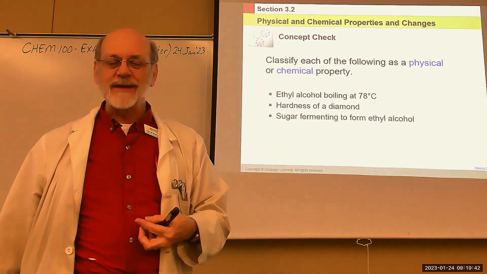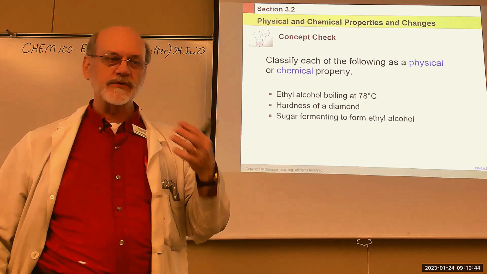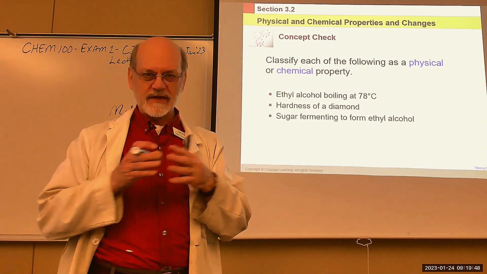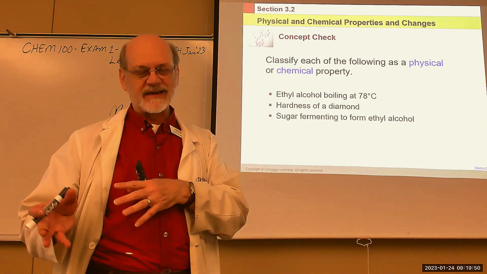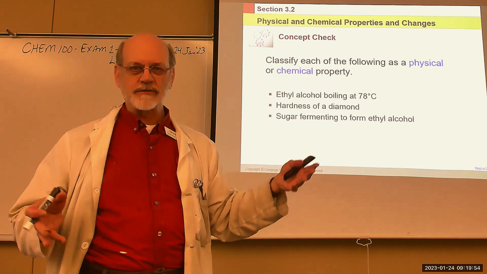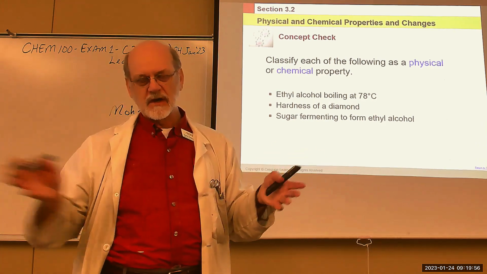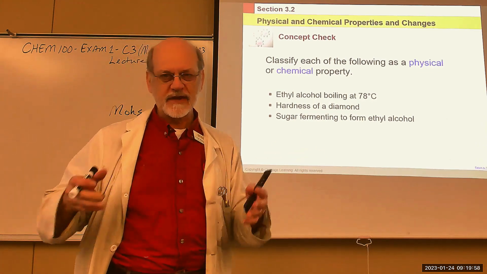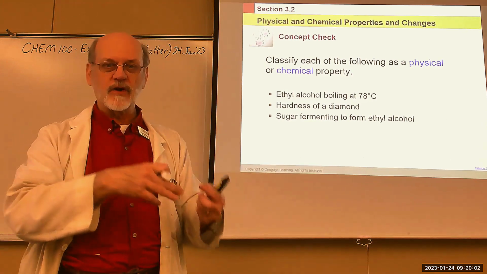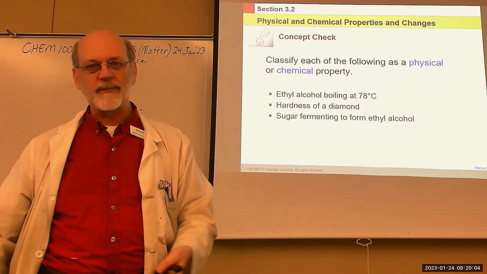That's the difference between a property and a change, and we'll cover changes in just a minute. The hardness of diamond, in fact, on the Mohs scale, diamond is the hardest member of that scale, number 10. And number 1 is talc. It's the softest, and there's a grade of different things in between, but each substance has its own value for hardness, and that is a physical property.